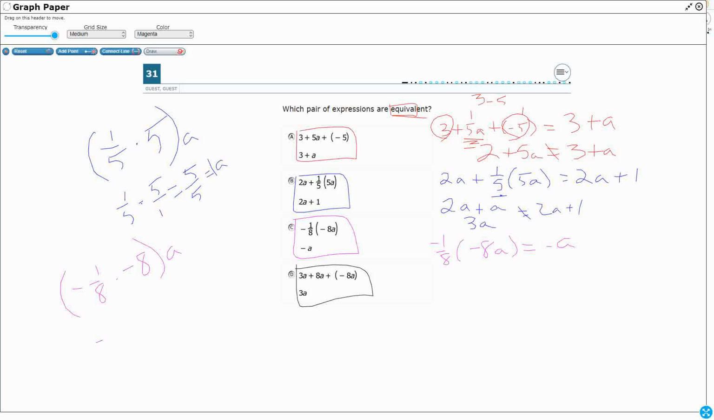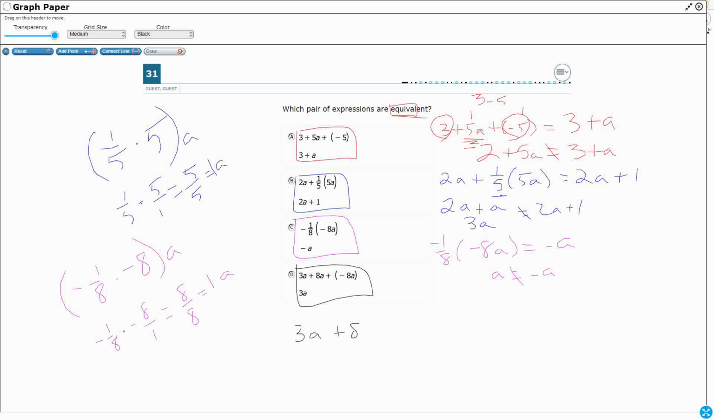So I've got the negative 1/8 times negative 8 over 1, so that's going to equal 8 over 8. I've got two negatives. The two negatives cancel out, so it becomes a positive, so that's also a. Because the 8/8 turns into 1, you don't need to write it. So this is a equals negative a. Incorrect. So let's hope this black one works.